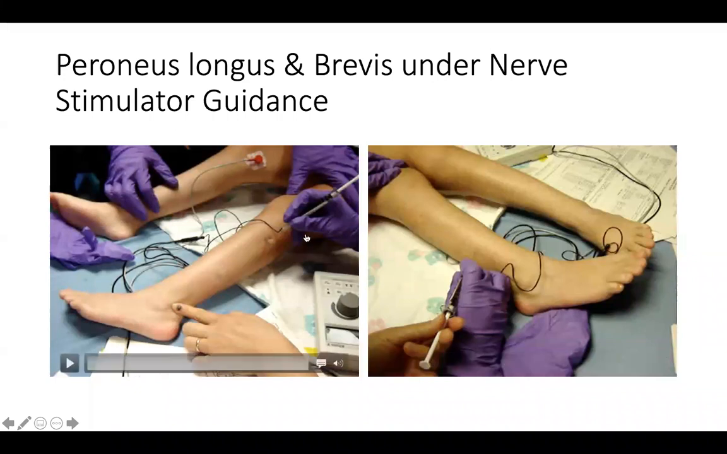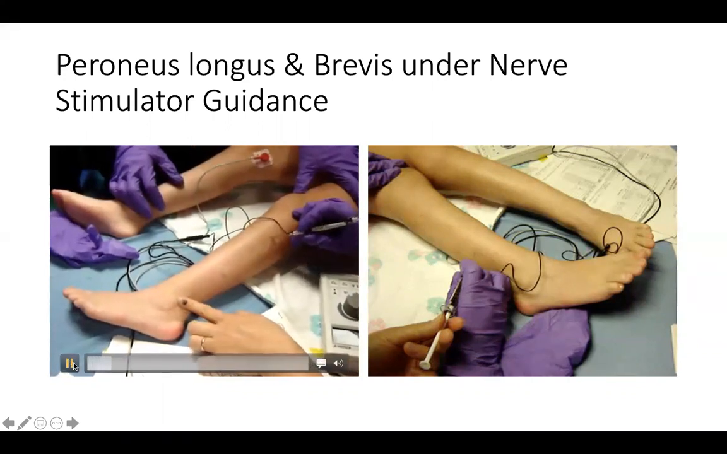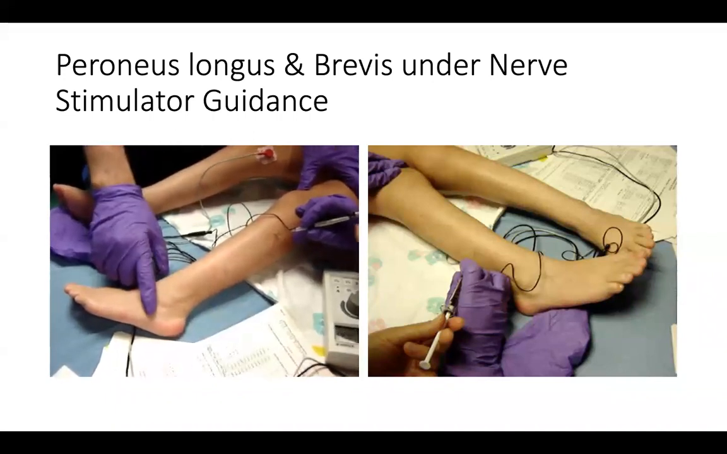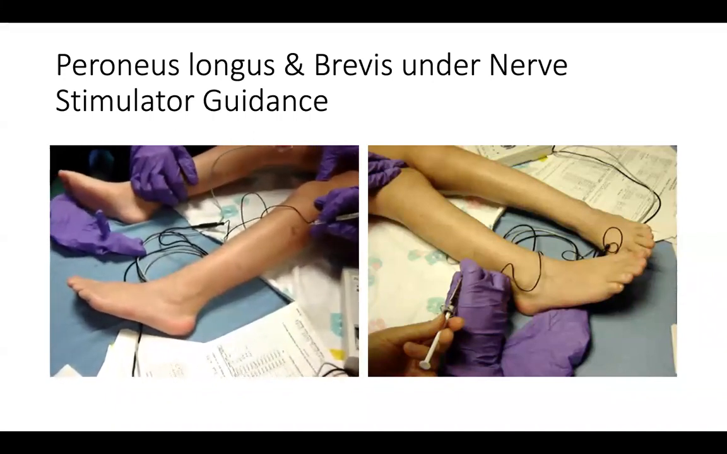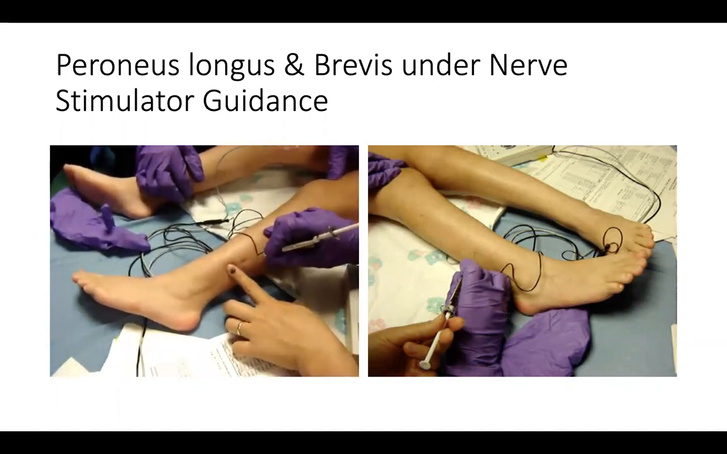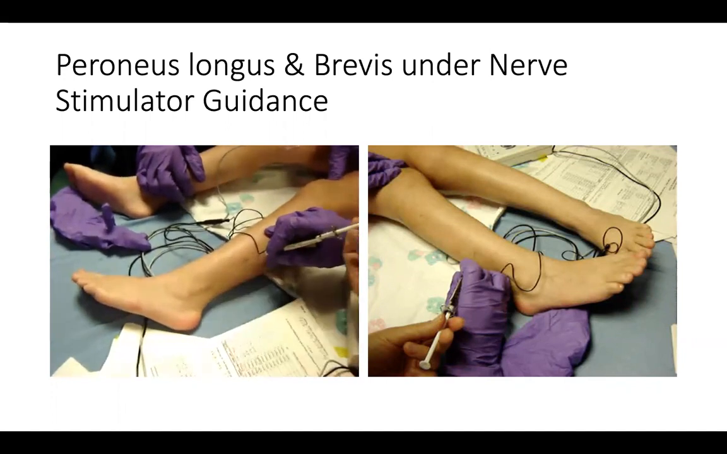And then I'm doing an injection without the ultrasound guidance, at one third, looking for the motor point. You can see the peroneal nerve, eversion of the foot. That is the peroneus brevis.